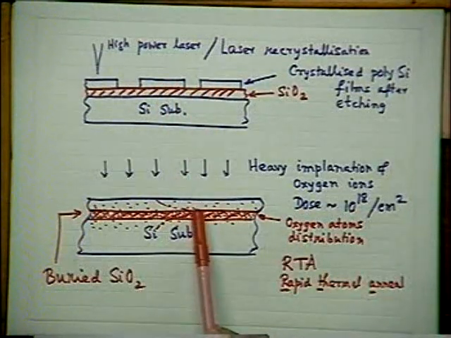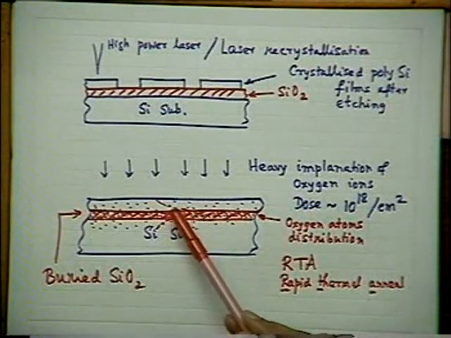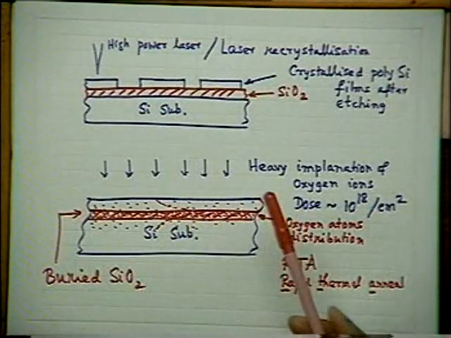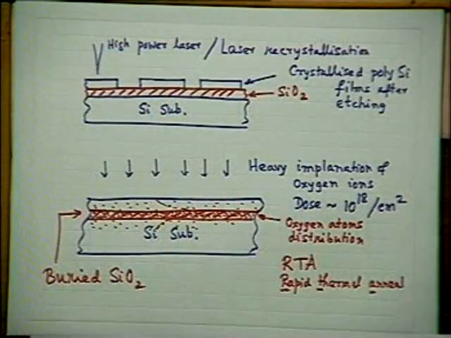But this one, of course, some Japanese groups have also jumped on it. And they are saying this is perhaps a better process. SIMOX and all these names have been given. And again, by the same technique of photolithographic etching, you can grow your IC.